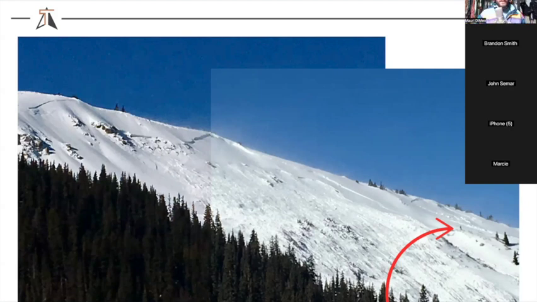What you'll notice in this picture is that an avalanche has occurred. This picture was taken the next day. So overnight, or after I had left for the day, this avalanche slid.